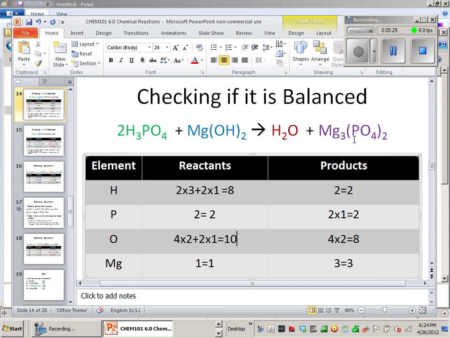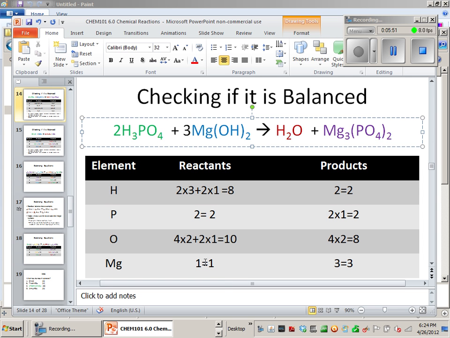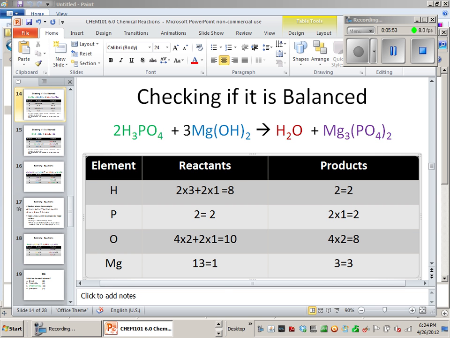What should I try changing next? Should I try changing this one next? Or should I try changing this one next? Which one do I need to increase to make things balanced? Like, are there fewer magnesiums on the reactant side or on the product side right now? Right, there's only one on the reactant, so I'm going to try to increase it. If I multiply this by 3, I'll end up having 3 magnesiums in the reactant side. So that'll balance the magnesiums. But now I have to change the hydrogen and oxygen again.